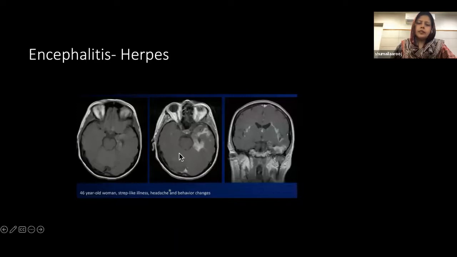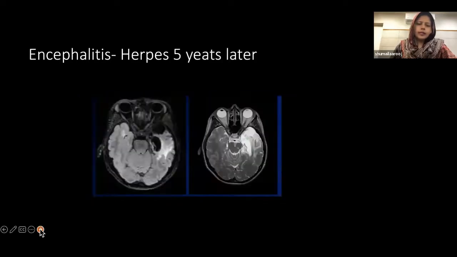This is the same patient in which we could appreciate post-contrast enhancement. It was in the medial temporal region, and then it was in the perisylvian region as well. Later on, 5 years later, this is the same patient in which there was significant atrophy in this region, and the patient developed fits later on because of this scarring.